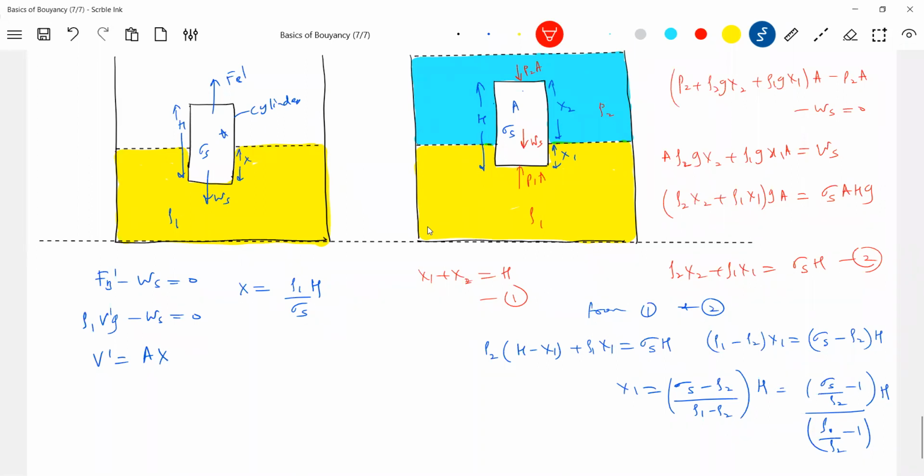Check once, calculation. I think I'm right. This equation: rho 1 minus rho 2 x1. I'll rewrite it in terms of rho 2, rho 1. So let me take rho 1 common here. Sigma is, keep as it is.